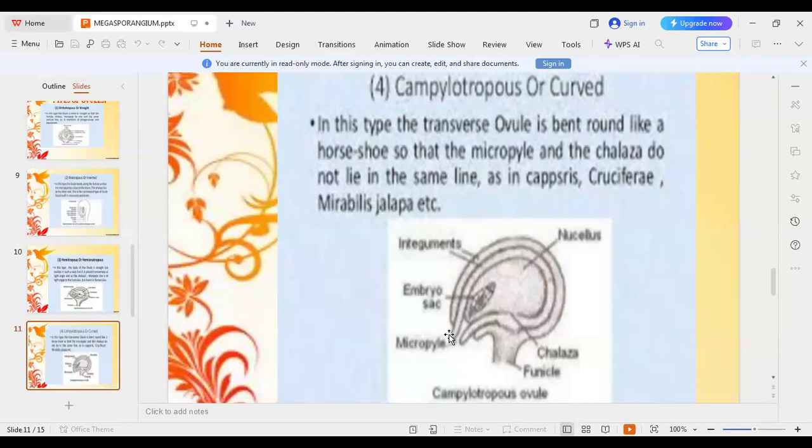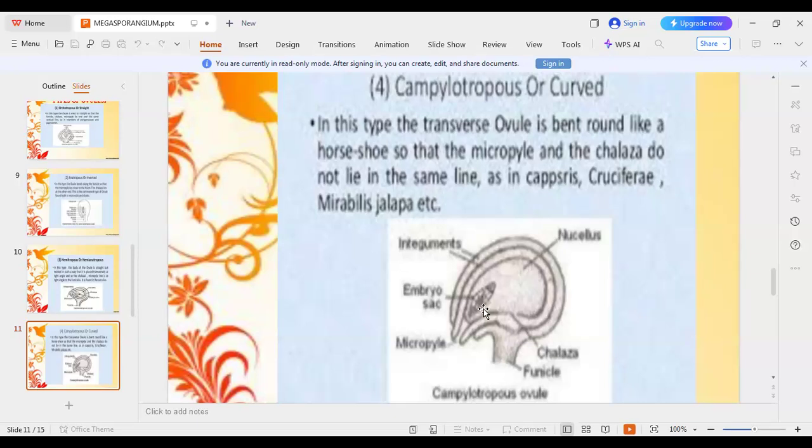Okay, so this is the micropyle. Here the micropyle and funiculus are just close, but the chalaza is completely far away from the micropyle, and they are arranged so that they do not lie on the same line. So that is the way.